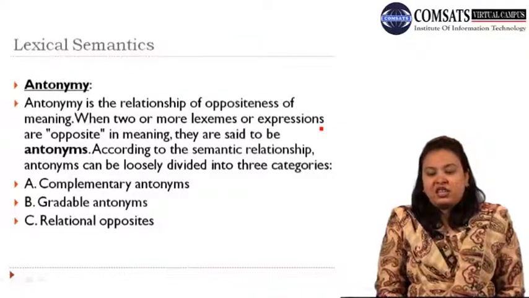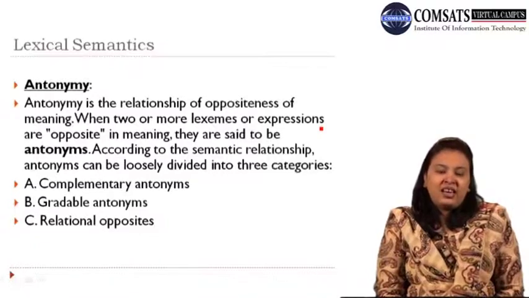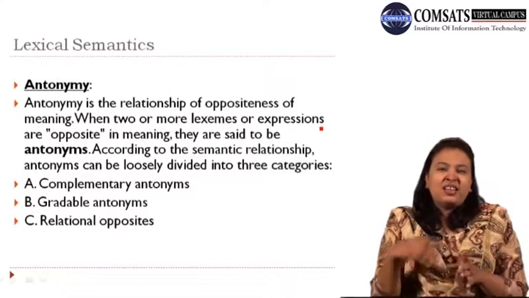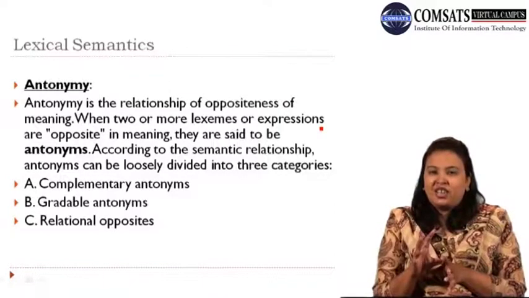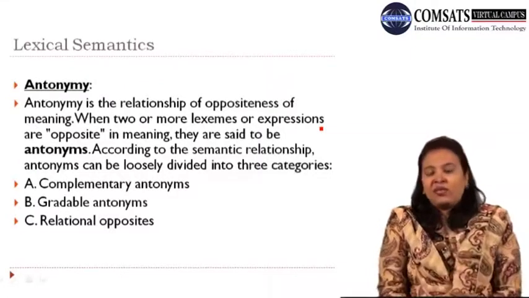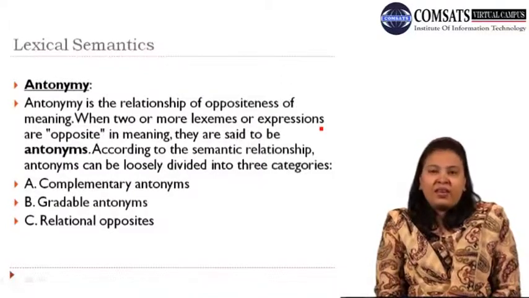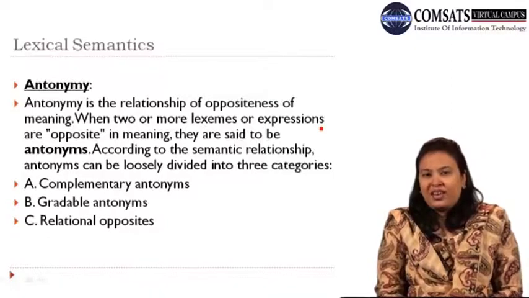According to semantic relationship, antonyms can be loosely divided into three categories. Just like with synonyms, where there are rarely true synonyms but usually words just related in meaning, with antonyms we also have three categories: complementary antonyms, gradable antonyms, and relational opposites. So what are these?